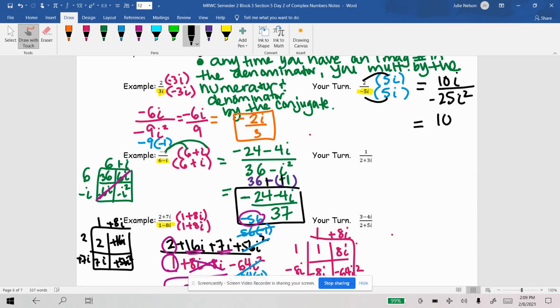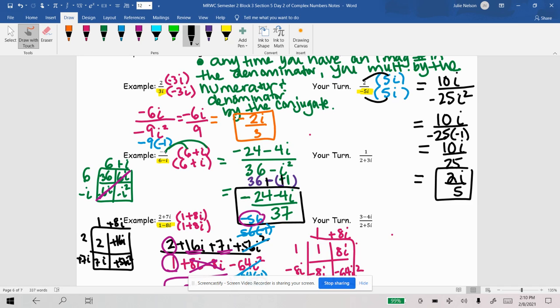Remember that i squared is negative 1. So negative 25 times negative 1 is positive 25. So we have 10i over 25. And always look to see if you could reduce 10i over 25. They both divide by 5. So we get 2i over 5.